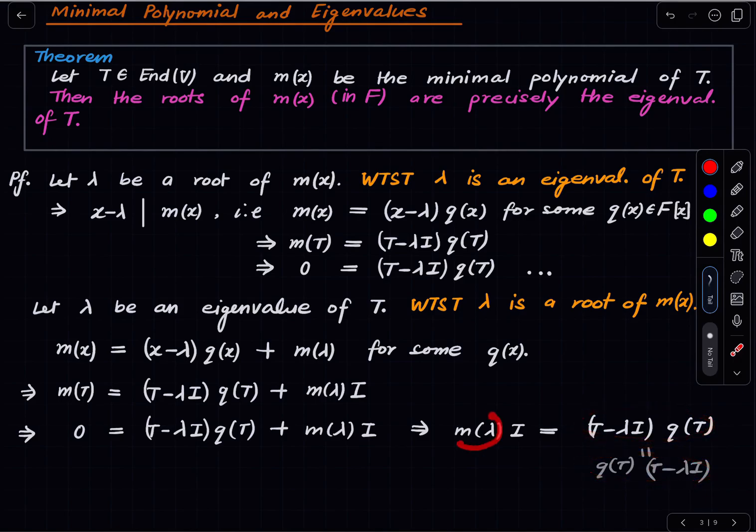But if m(lambda) is non-zero, this would be invertible. So the only way this can happen is that m(lambda) is 0, because otherwise we would have an invertible thing equal to a non-invertible thing. So m(lambda) must be 0, and hence in this equation we see that x minus lambda divides m(x), or even before that, since m(lambda) is 0, it just means that lambda is a root of m(x). So that's it. That's the reasoning to finish the proof in this direction.